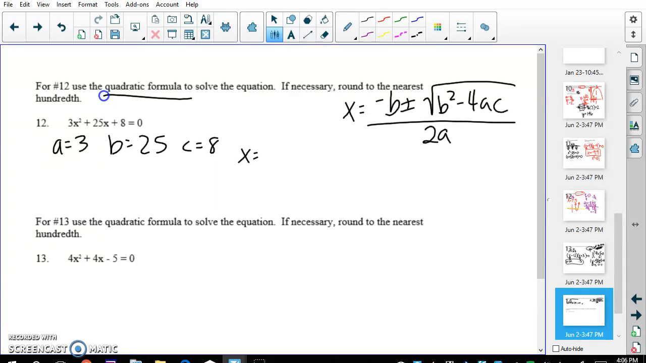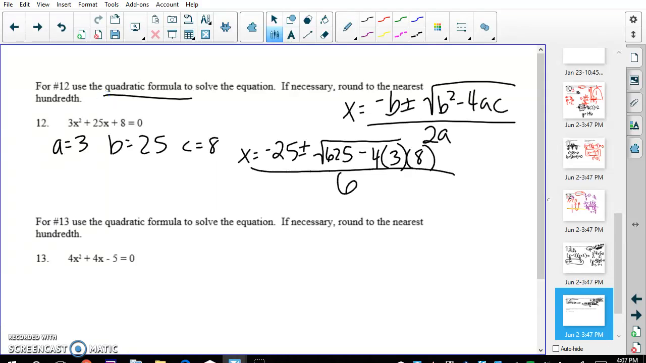X equals the opposite of b plus or minus square root b squared minus 4ac all over 2a. Now I grab my handy dandy calculator and I see that this gives me negative 25 plus or minus square root of 529 all over 6. The square root of 529, pause, put it in your calculator and see what you get.